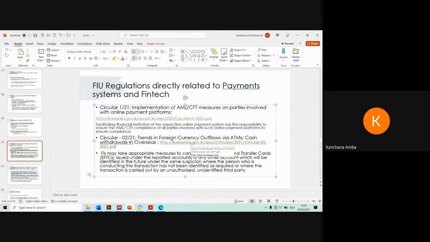I mean, we have been discussing the benefits a lot about having technology and the inconveniences that come about. But there are several risks involved as well, and AML CFT risk is one of those, especially anonymously people being able to connect, right? So the financial institutions of the respective online payment system have the responsibility. Under that circular, they say to ensure AML safety of all parties involved in such payment platforms, to ensure compliance with the acts. So that is the customers, the merchants, all of that, they have to implement systems to make sure that they are not random people, but KYC people that are using these systems, right?